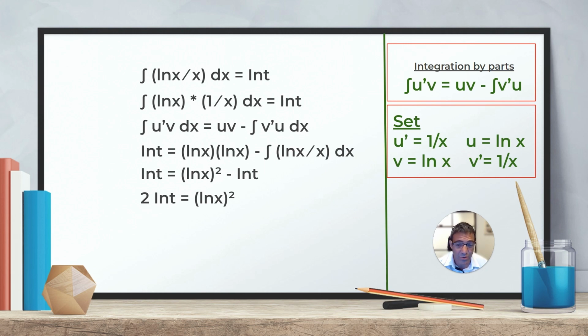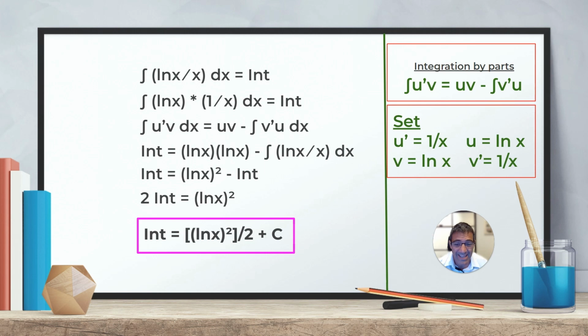And therefore the integral is actually equal to ln of x squared divided by 2. And don't forget to add a constant since it's an indefinite integral and we don't know how high or low it's floating above the x-axis.